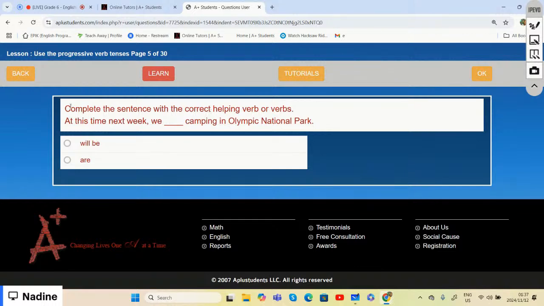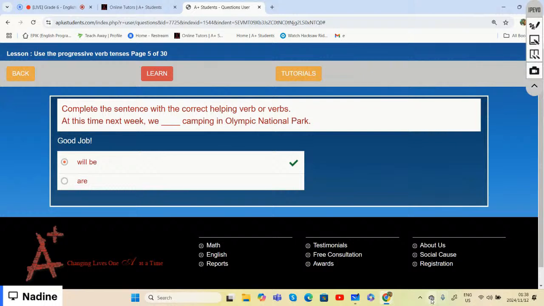All right. And we say at this time next week. Remember, next week tells us about the future. We will be camping in the Olympic National Park. Will be. So will be is correct. All right. So well done.